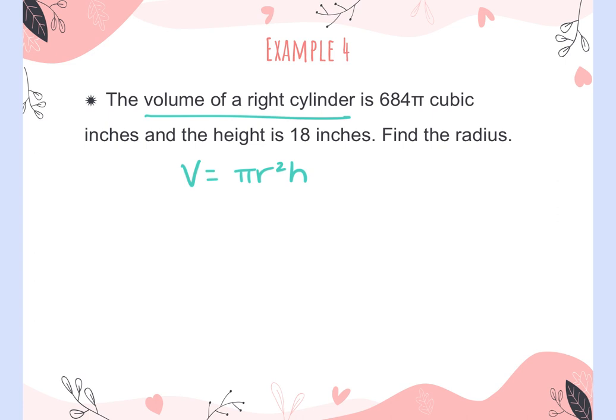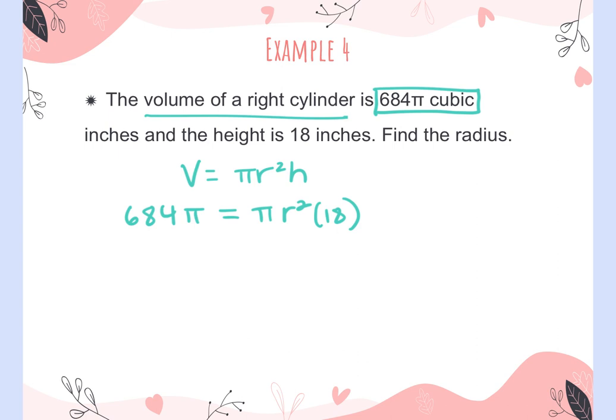What was the answer to example 3? 7. So what's this measurement that they're giving you here? 684 pi cubic inches. What does that represent? That's the volume. So on the left goes 684 pi. On the right, pi stays as pi. Do I know r? Nope, that's what I want to try to find. Do I know h? Yeah, 18. How do I work to find r?